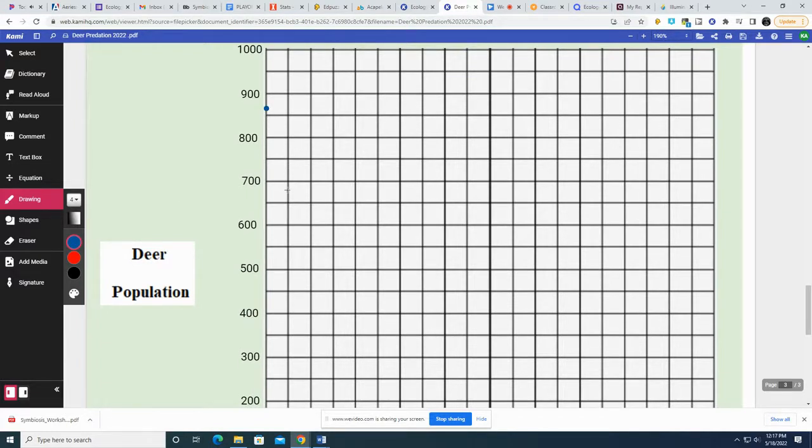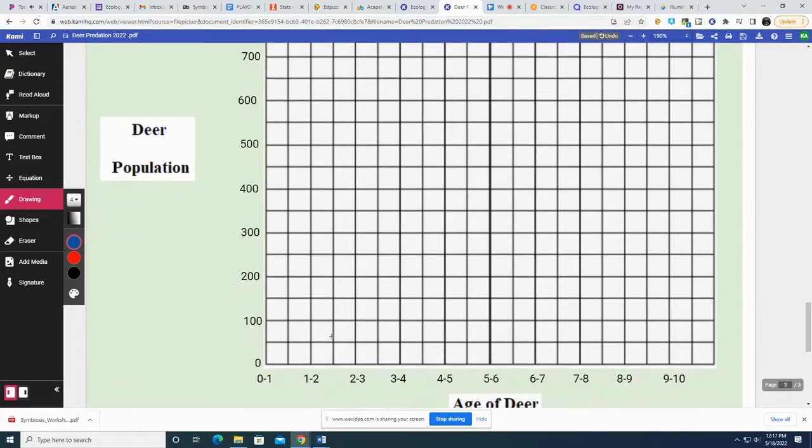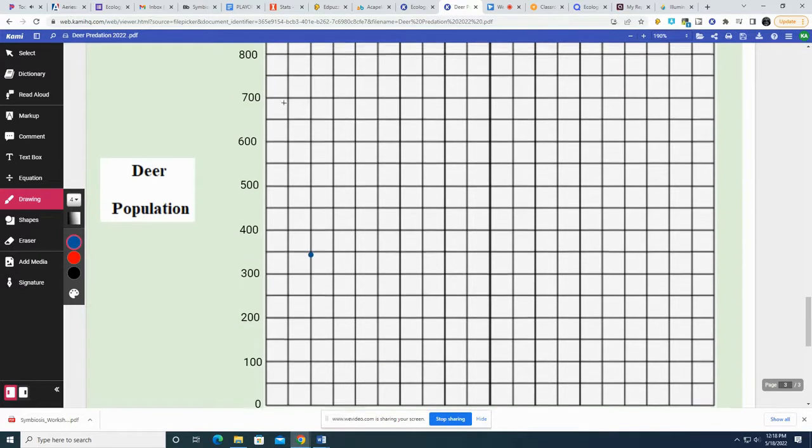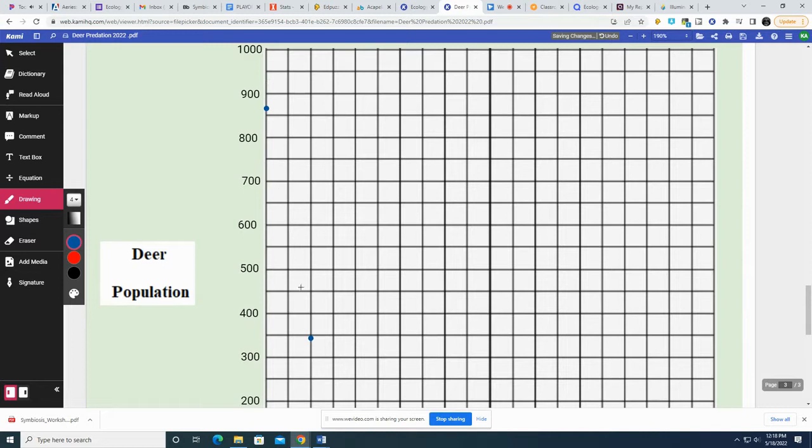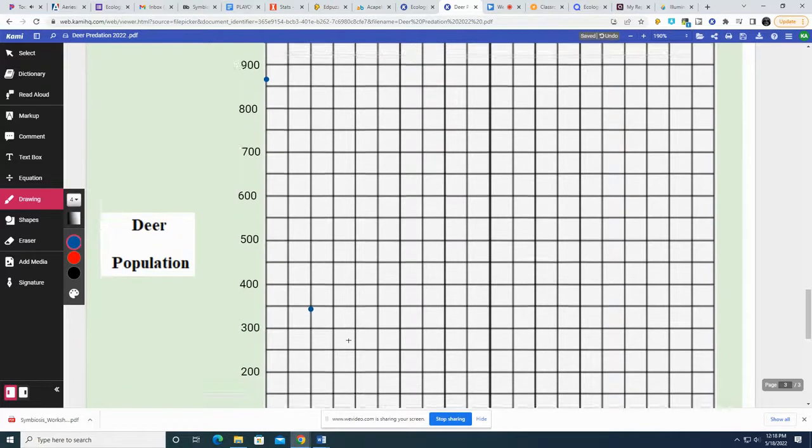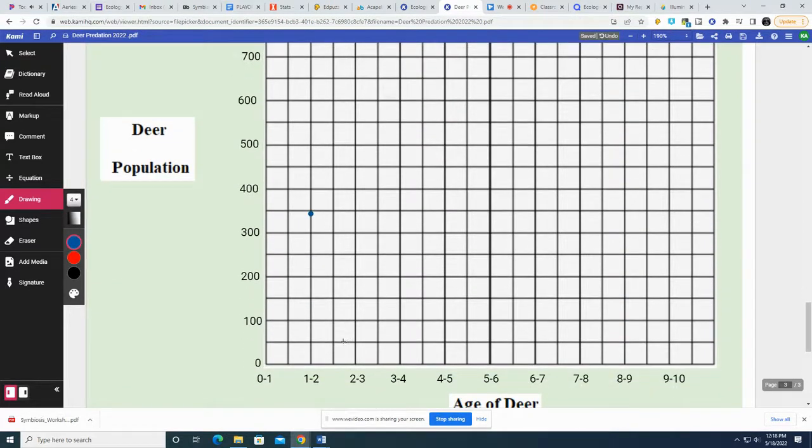1 to 2-year-old, there's only 345. So you can see a lot of those babies, there's 350, 345, just barely under it. So a lot of those babies died that first year. So the wolves are wiping out the young ones because they can't run very fast. They're easy to catch. 2 to 3 year old, there's 262. 200, here's 250, there's about 262. 3 to 4, 168. There's 150, 168, be right about there.